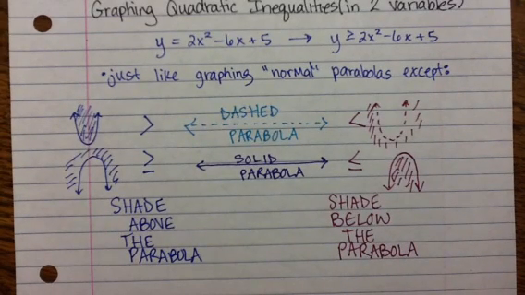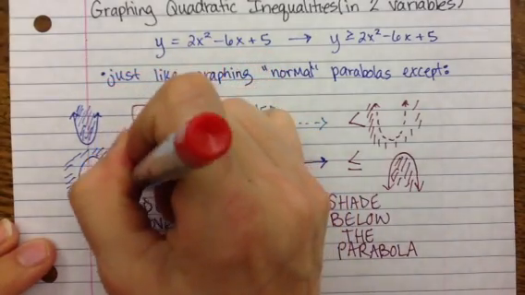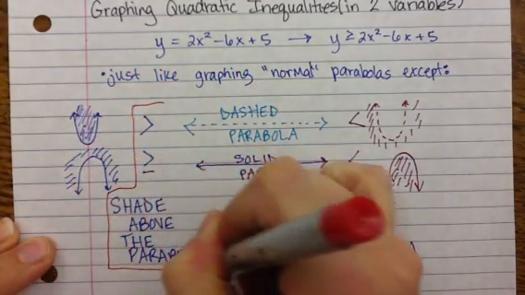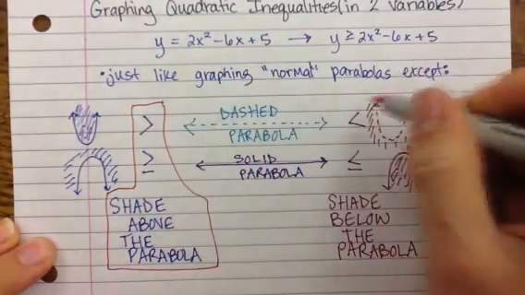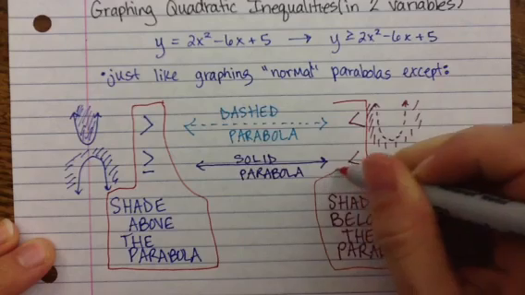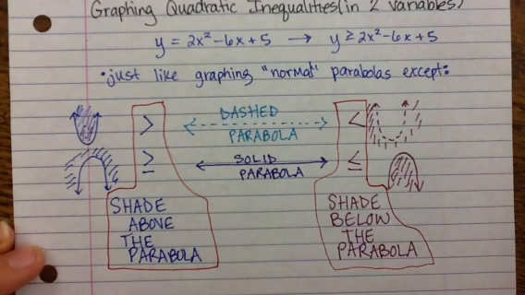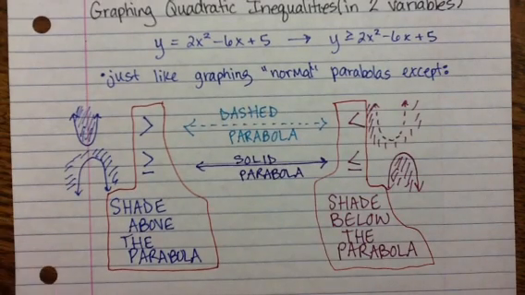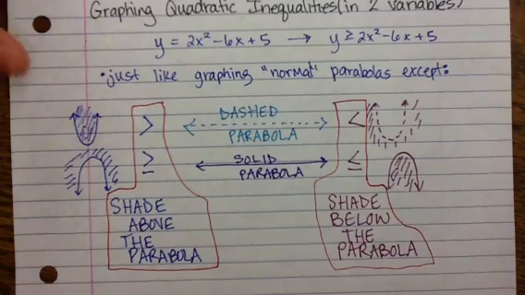It's going to be really important that we remember that these symbols are the determining factor in how we're going to draw our parabola and how we're going to shade our parabola. So make sure that you have those straight. Then we're going to look at a couple of examples of how to graph these. So keep this handy as we move on to a piece of graph paper.